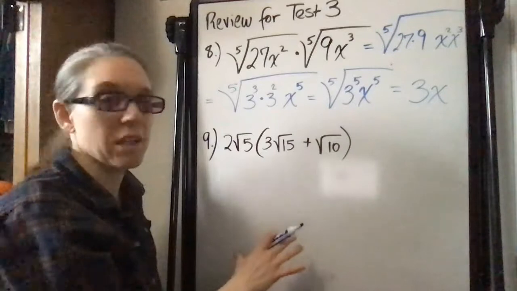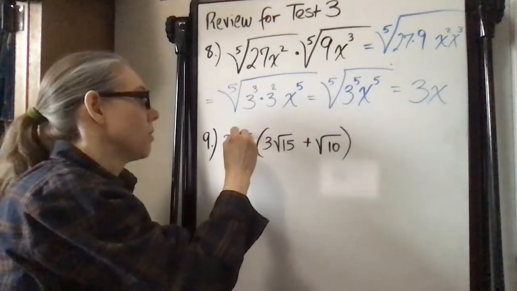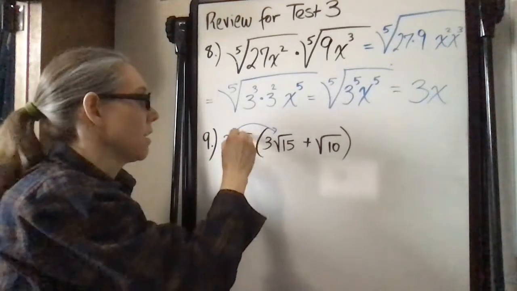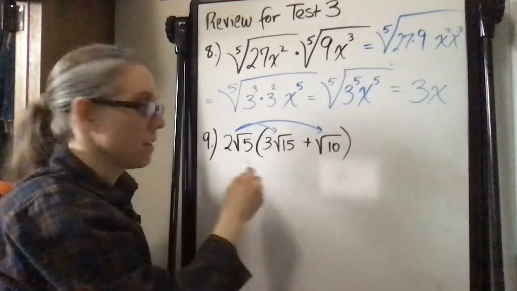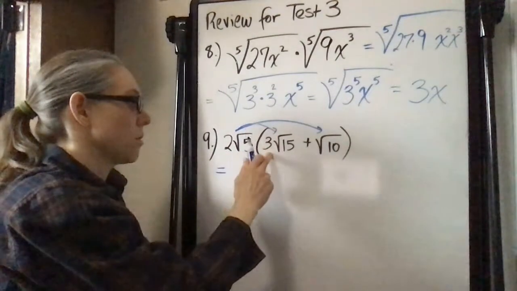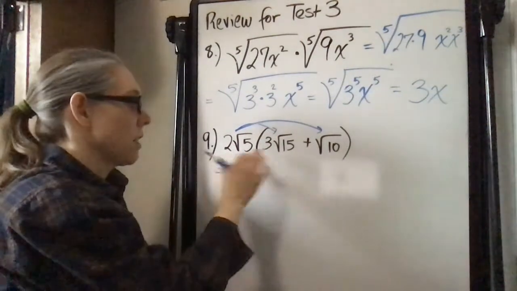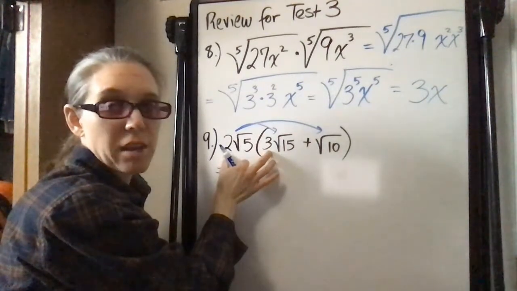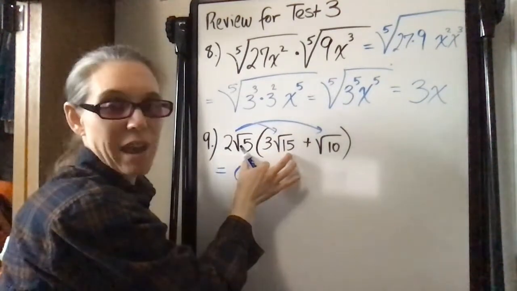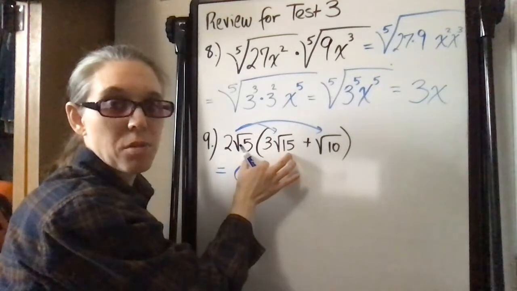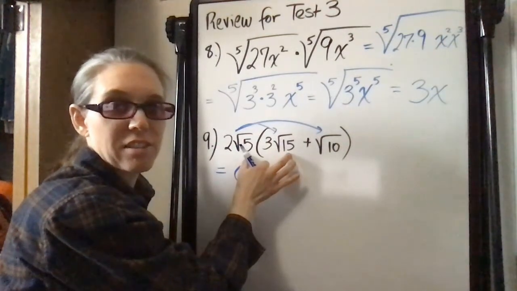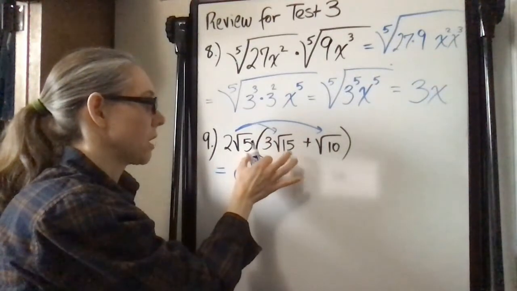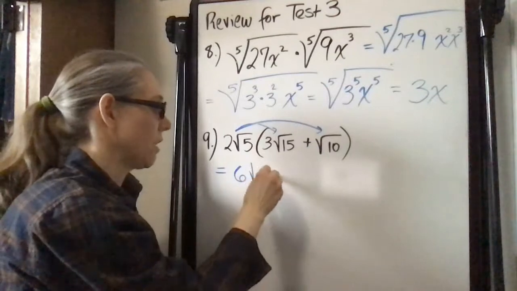For number 4, we need to use the distributive property. So we're going to multiply 2 root 5 to 3 root 15, and then to root 10. So the 2 times the 3 becomes 6. Numbers outside the radical will multiply to other numbers outside the radical. Numbers inside the radical, as long as they're both the same type of radical, and in this case they are both square roots, they can multiply the numbers inside the radical together. So 5 times 15 is 75.